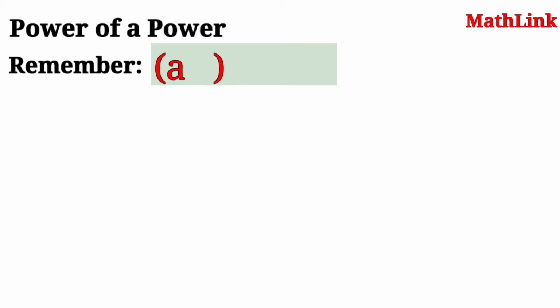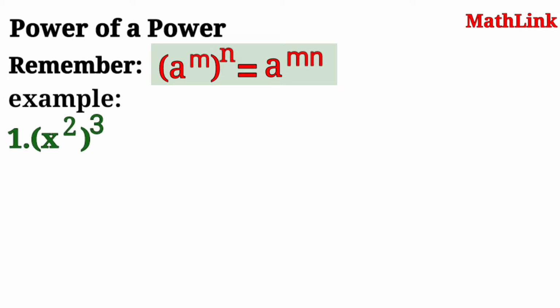Power of a power. Remember, a raised to m, raised to n, is equal to a raised to m times n. Example: x squared to the third power is equal to. Copy the base x and multiply the exponents. 2 times 3 is equal to 6.